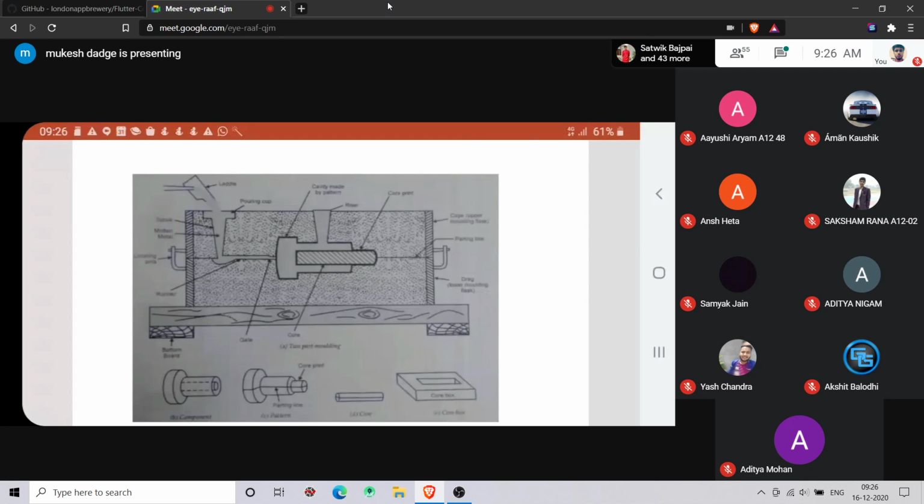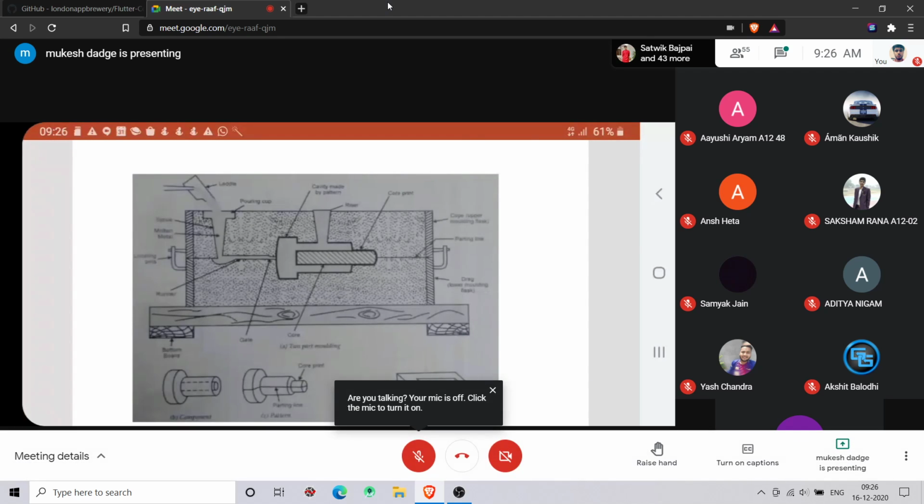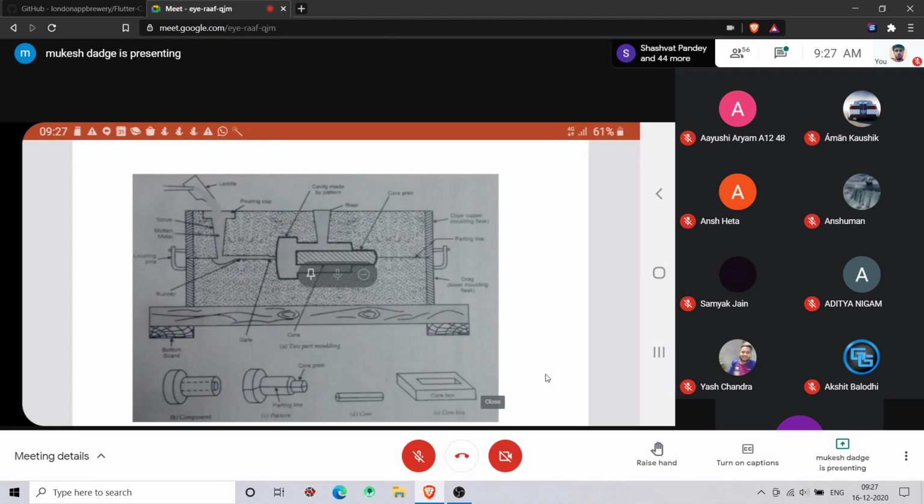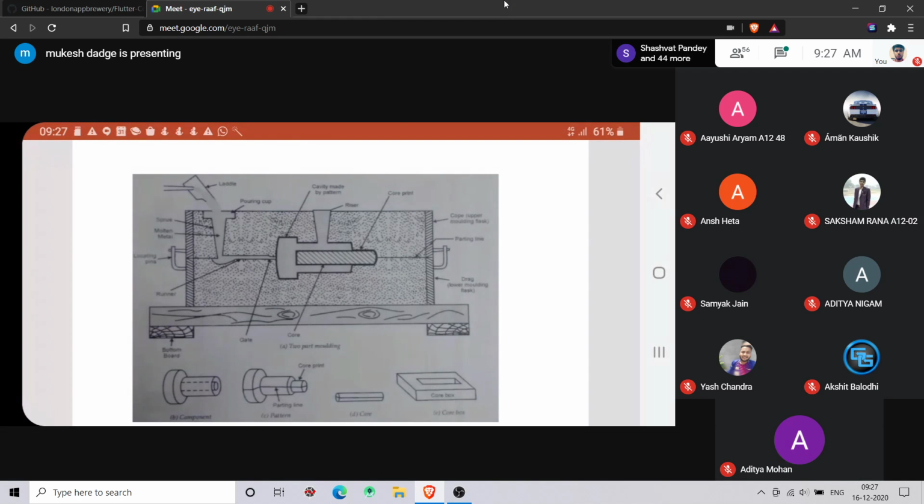You poured the molten metal and left it to solidify, and while solidifying its volume shrinks. So the mold requires more molten metal, and it will take it from the riser. So there are two functions of the riser. The primary function is that you can see from the riser whether the cavity is filled or not. The other function is shrinkage allowance.